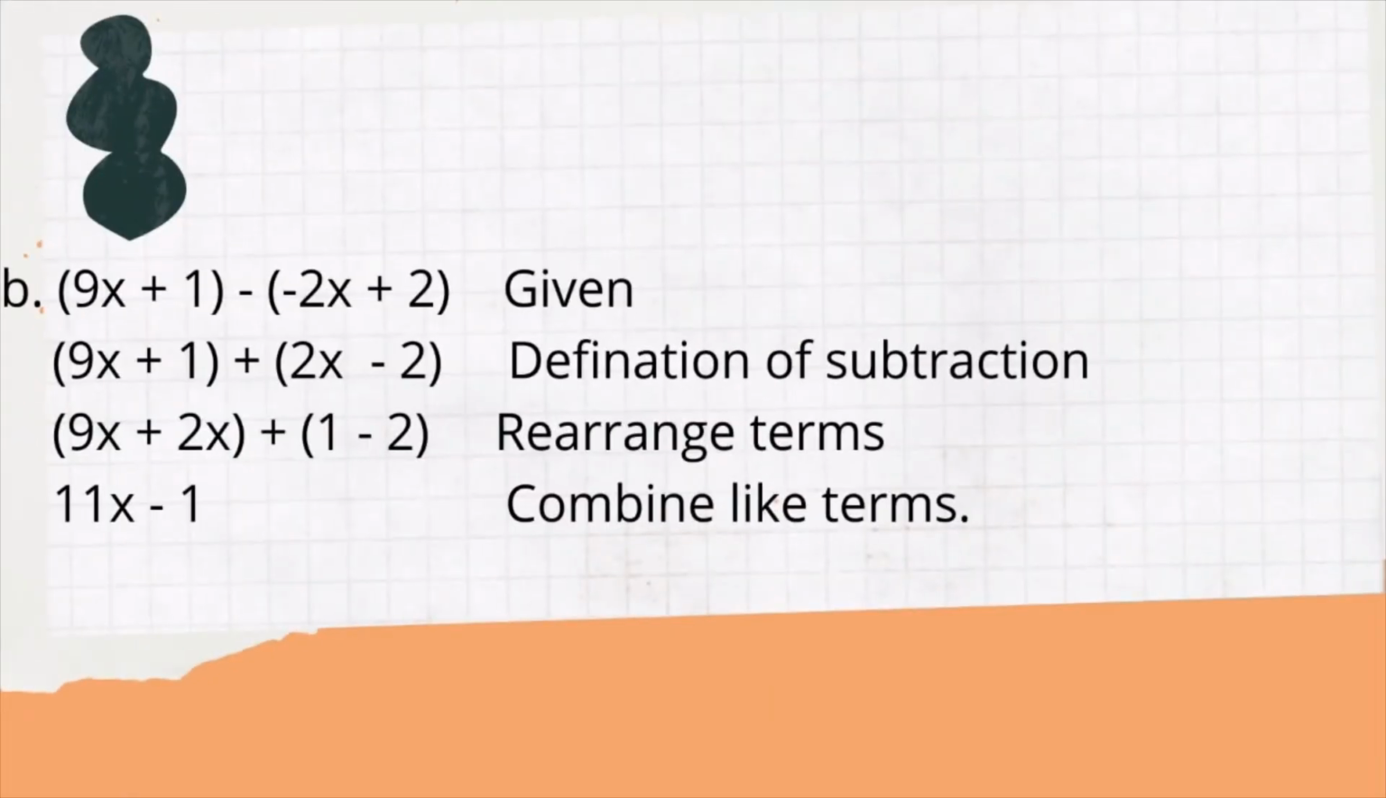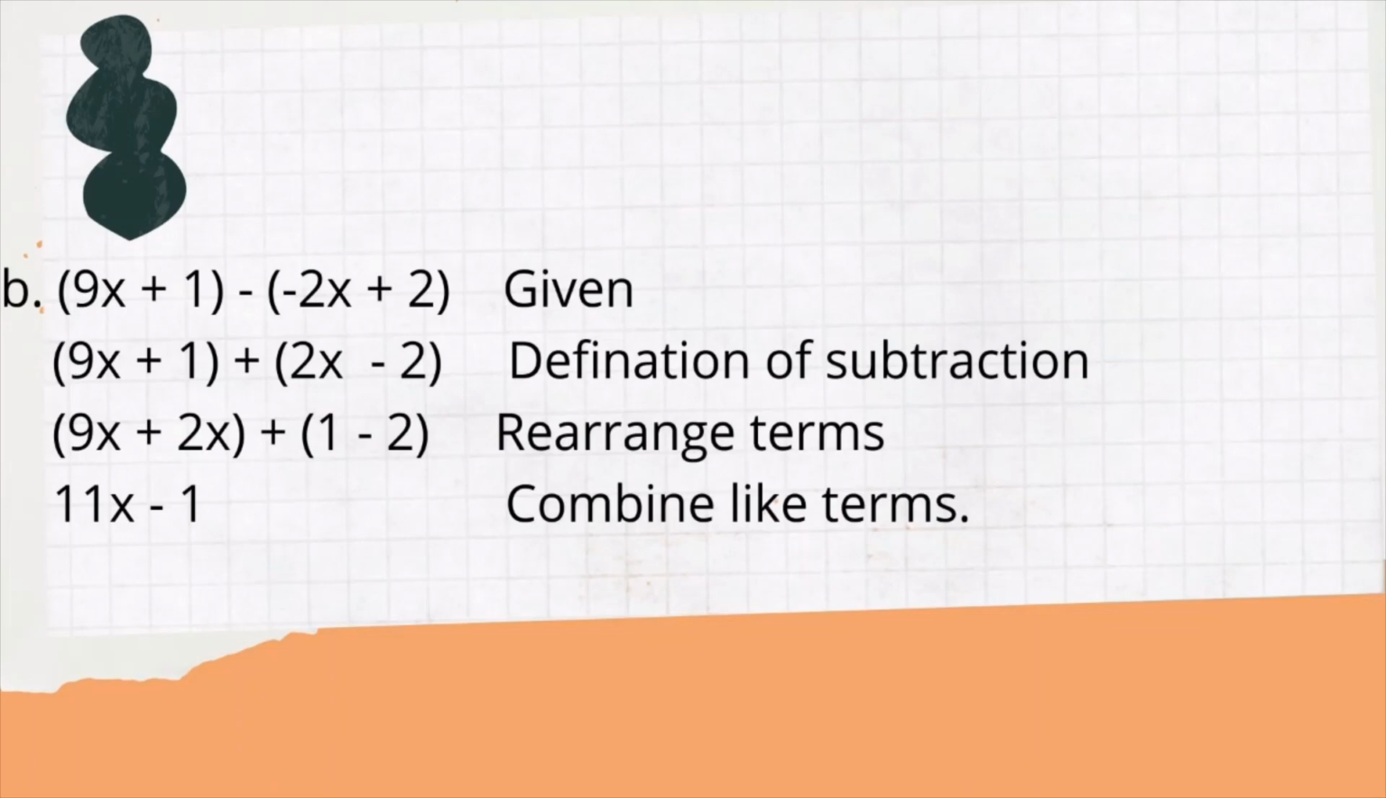For the second example, we have (9x plus 1) minus (negative 2x plus 2), the given equation. For the first step, we use the definition of subtraction. So we have (9x plus 1) plus (2x minus 2). We distributed the negative sign to the negative 2x, so we have the positive 2x in the first step.